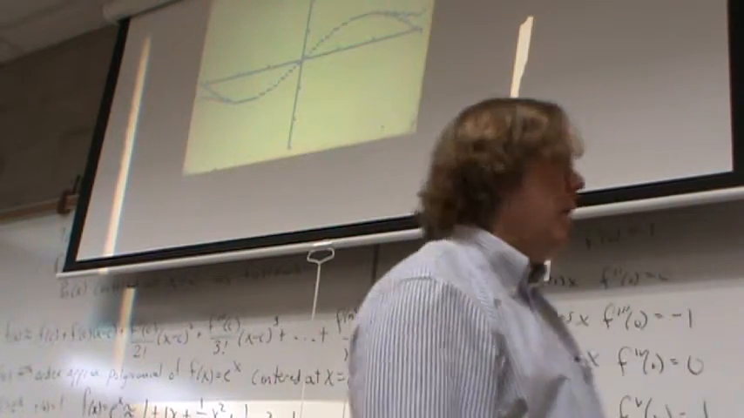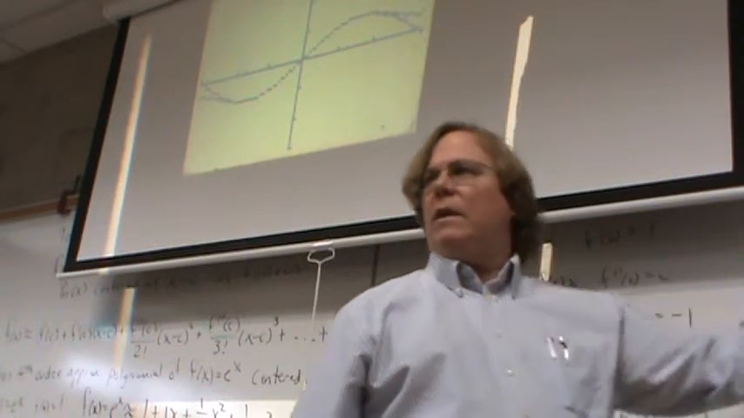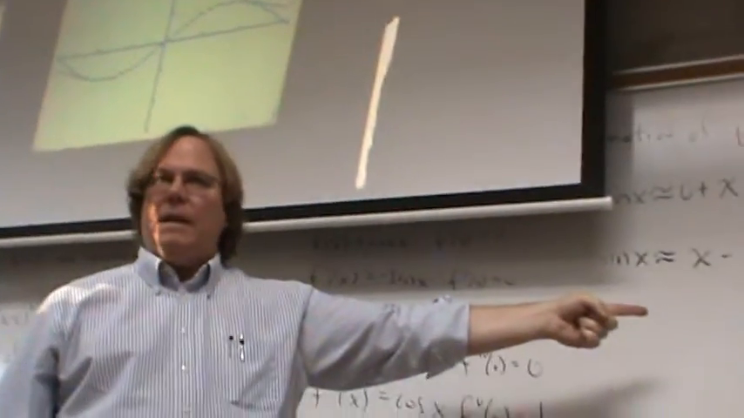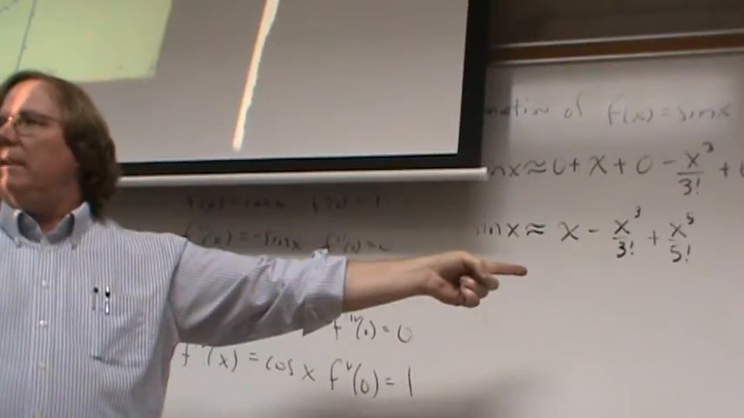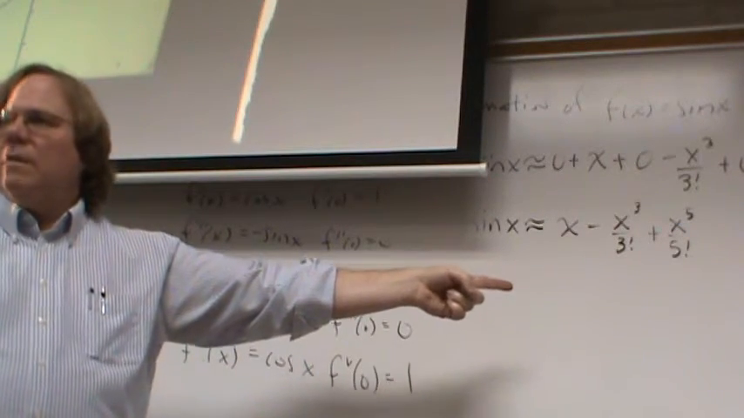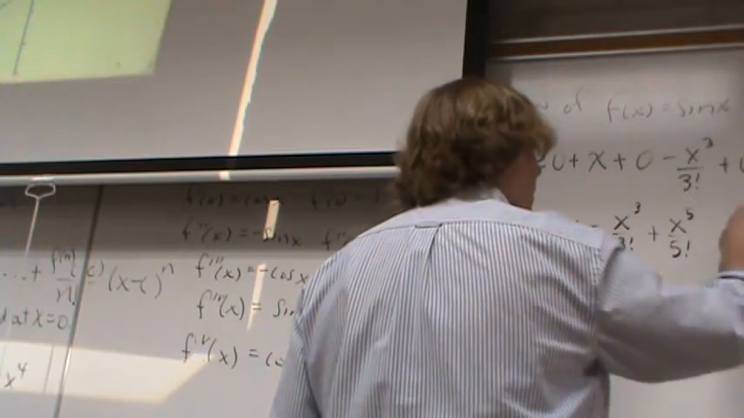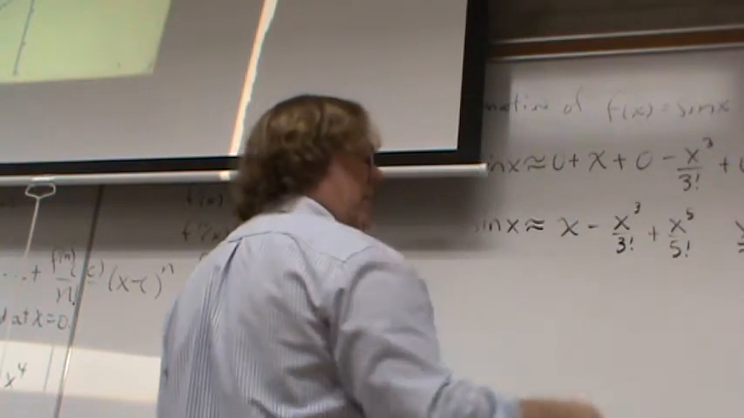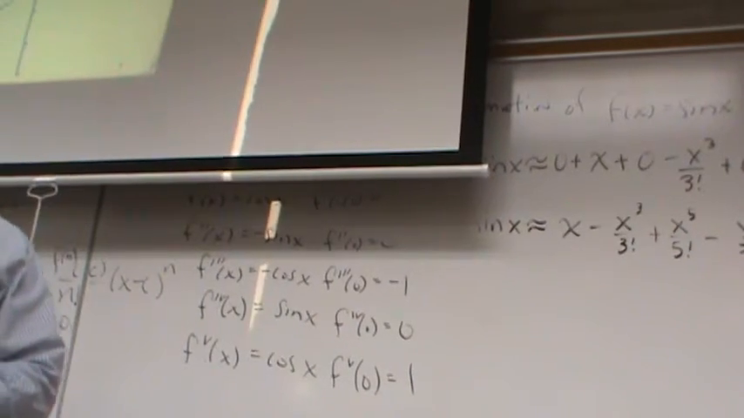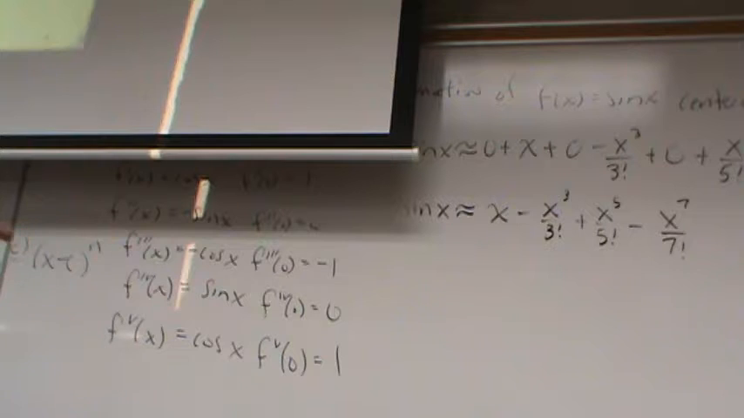Well, there's something I can do to make this a better approximation right now. Can you see what the next term should be? X to the 7th over 7 factorial. And should that be positive or negative? Negative. Yeah. So you guys get the rhythm of it, right? It's very easy.